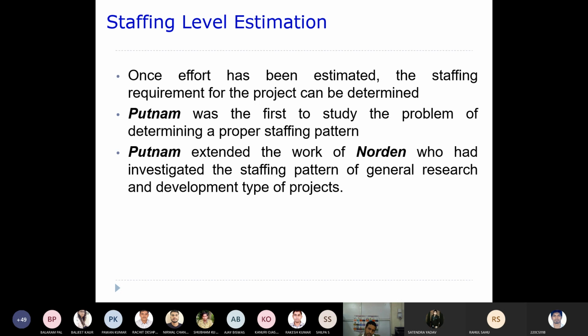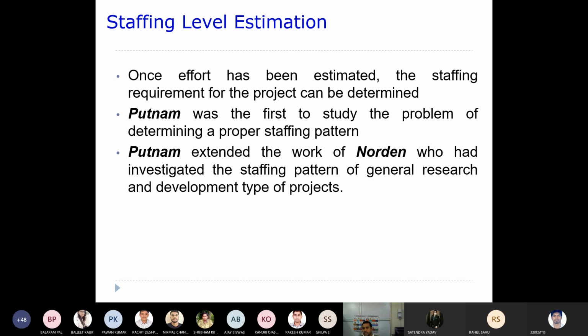Okay. So the other topic we will discuss today is staffing. Staffing means how you are going to recruit the people. At different points of development, you need to estimate how many people you really require at different points of time during the development in order to accomplish that particular task.